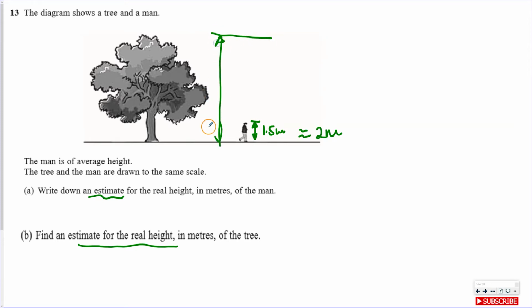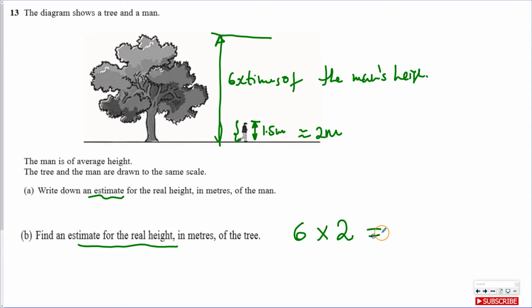Now, when you have the paper with you and take the measurement, you will see that you will get 6 of these distances from there to there. So there is 6 times the man's height. So the estimate for the real height in meters of the tree then is going to be equal to 6 times 2, which is going to be equal to 12 meters.